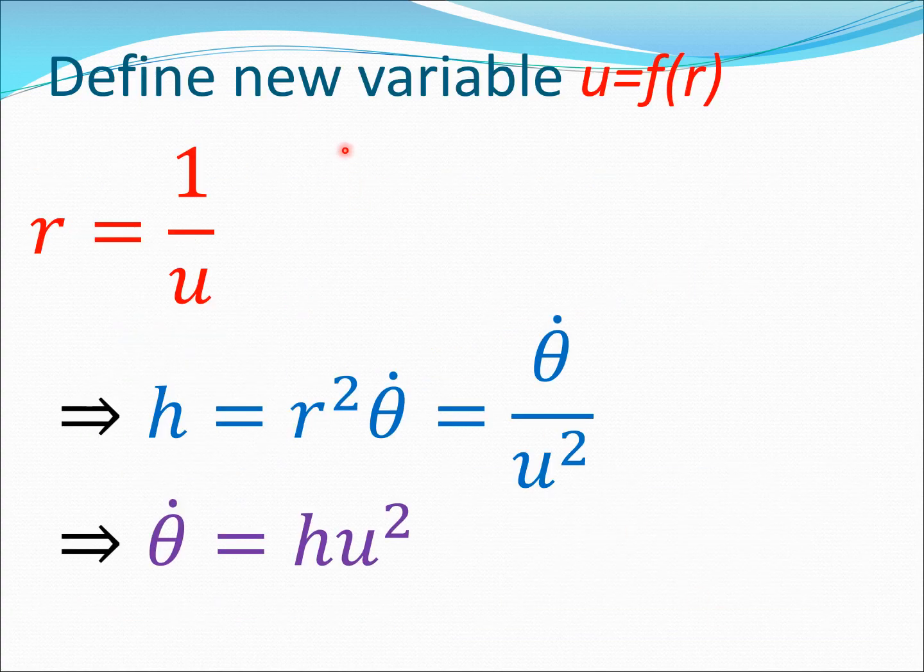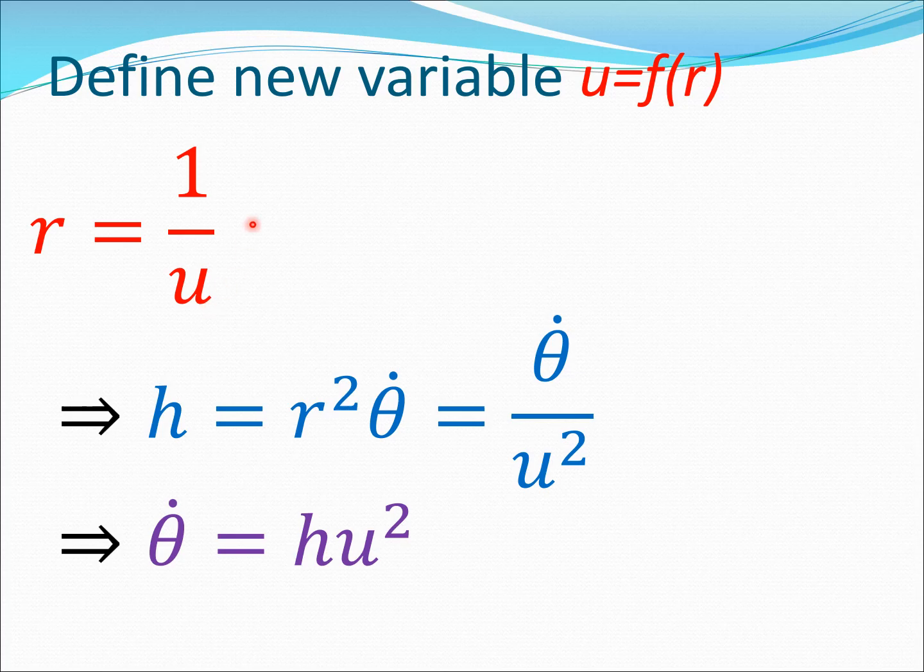So we are going to define this new variable u, which is a function of r, or u is 1 by r, or we will say r is 1 by u. So this is sometimes known as an auxiliary variable, because we are simply going to use this variable to solve the equation, and then we are going to revert back to r.